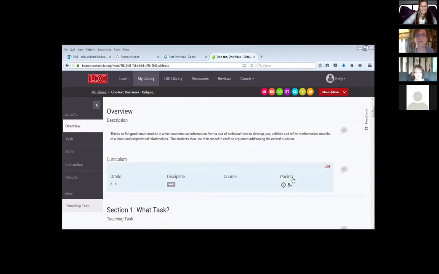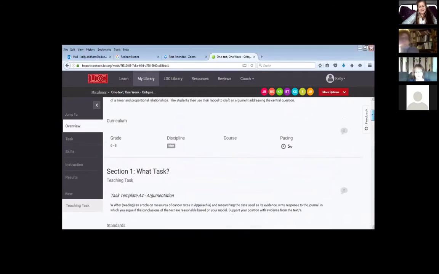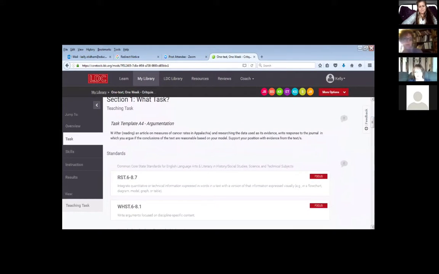Now we have it. So I have never written a math module before, even though that's my home discipline, I guess you would call it. And I thought, if I'm going to figure this out, then this is the crew that is going to help me do it. So that's what I tried to do in this task. And it's an 8th grade task. So basically, it says, after reading an article on the measures of cancer rates in Appalachia and researching the data, use it as evidence, write a response to the journal in which you argue if the conclusions of the text are reasonable based on your model, support your position with evidence from the text.